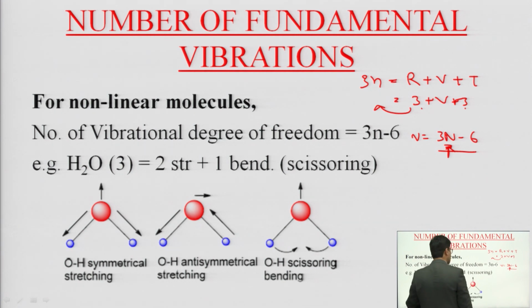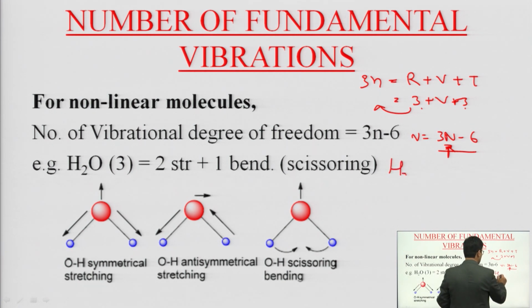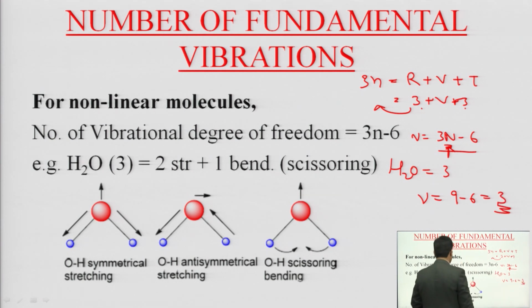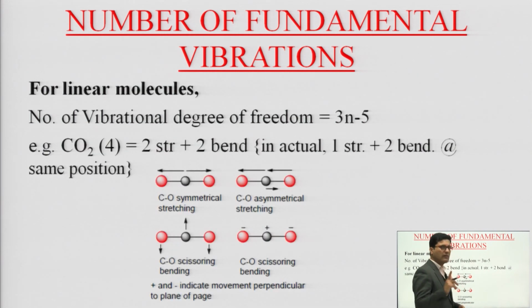Like here in this case, we have a water molecule. The water molecule has 3 atoms, 1 oxygen and 2 hydrogens. So, this n will become 3. So, the vibrational degree of freedom is 9 minus 6, that is equal to 3. All three motions are seen in the picture: the two stretchings, symmetrical and asymmetrical, and one bending. In case of a linear molecule, there is generally one rotational degree of freedom less.